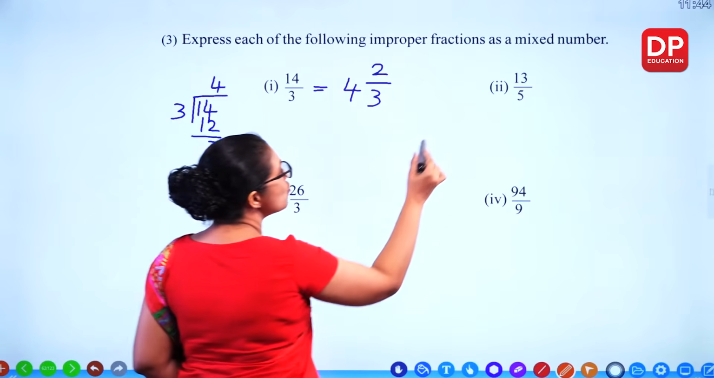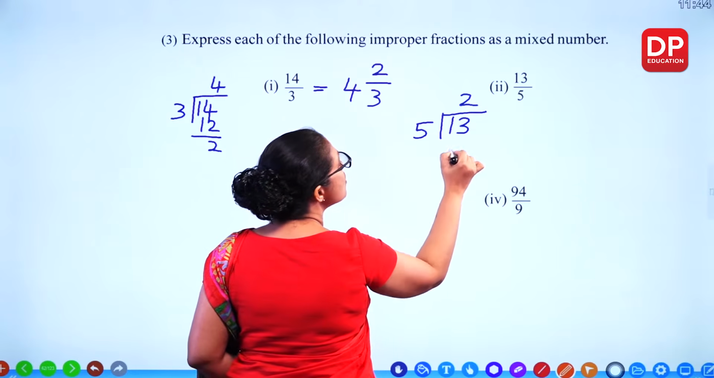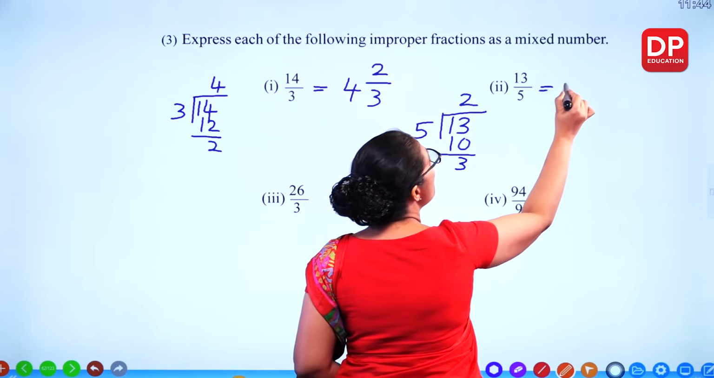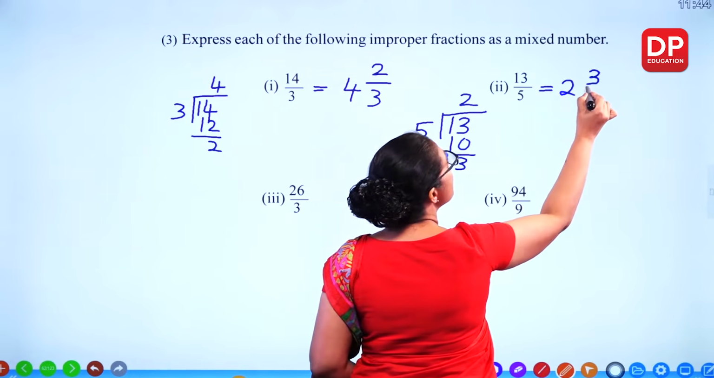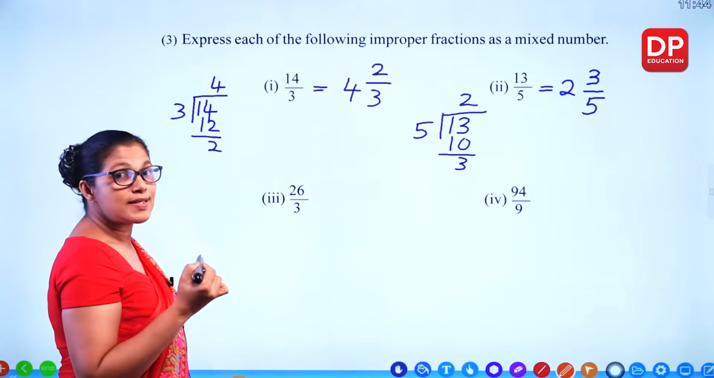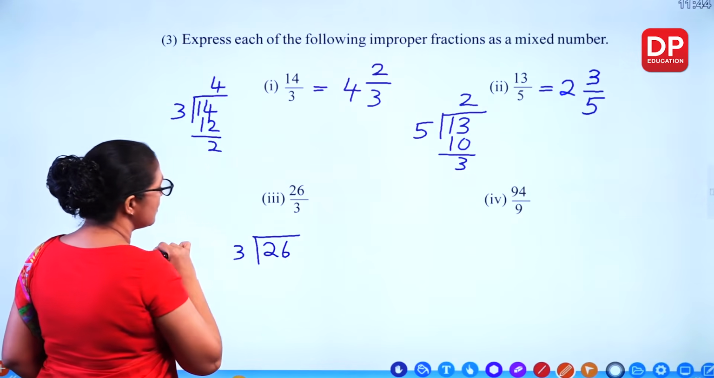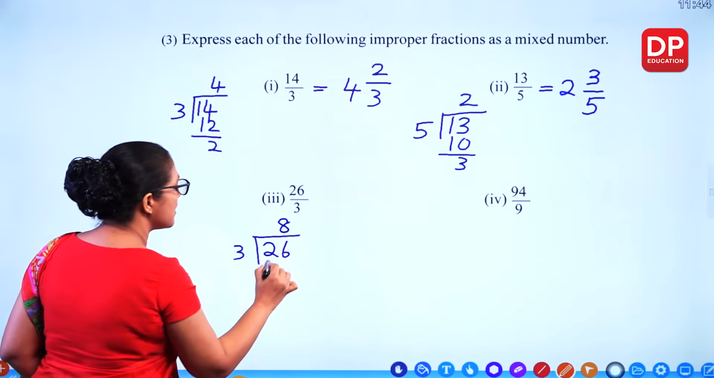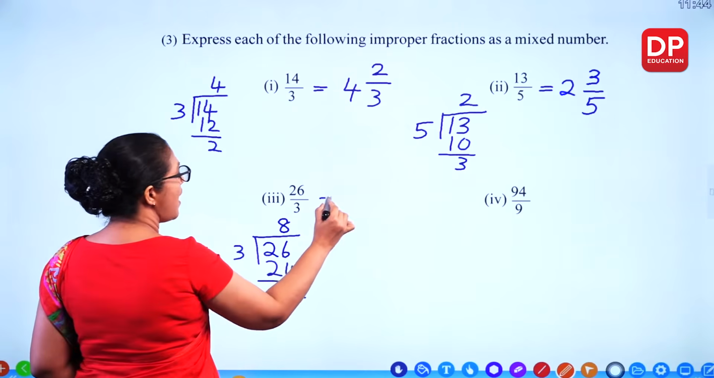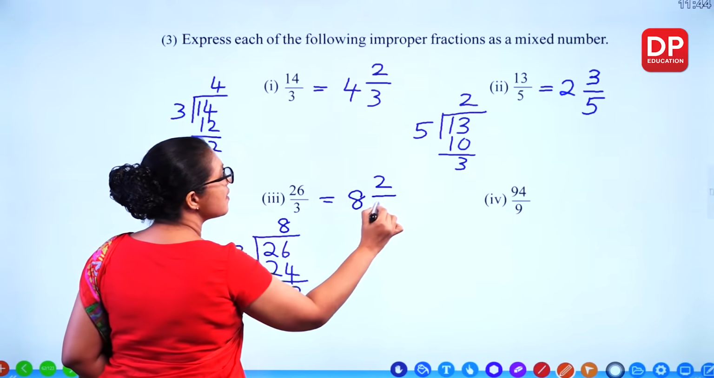13/5. Use long division. Divide by 5. 5 times 2, 10. 3 remaining. So how can we write down? 2 whole parts and 3 remaining out of 5. This one, 26/3. Use long division. How many 3's are there? 8. You get 24. So 2 remaining. You can write this as 8 full parts and 2 parts remaining out of 3.